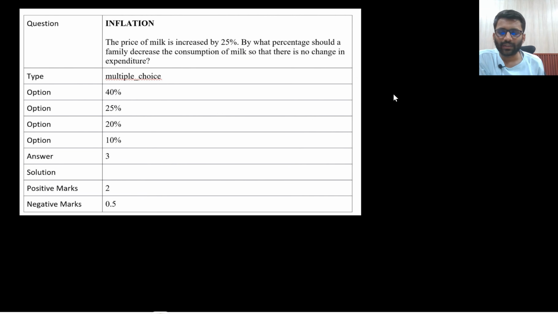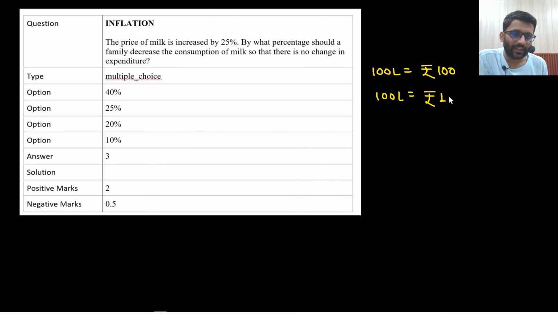Let's see this question. The price of milk is increased by 25%. By what percentage should a family decrease the consumption of milk so that there is no change in the expenditure? Okay. So let's just say initially they used to buy 100 liters of milk for 100 rupees. Now the price has increased by 25%. That means now they will get 100 liters of milk for 125 rupees, right? Now they do not want to change the expenditure. That means they will spend 100 rupees only. Then how much milk can they buy?